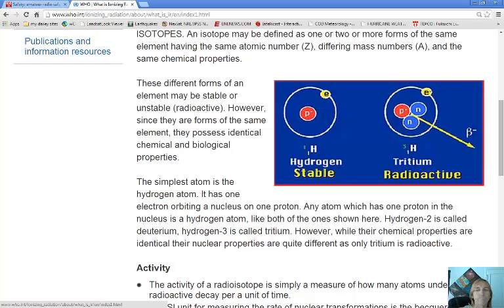Hydrogen, tritium. The simplest atom is the hydrogen atom. It has one electron orbiting a nucleus of one proton. Any atom which has one proton in the nucleus is a hydrogen atom. Hydrogen 2 is called deuterium. Hydrogen 3 is called tritium. However, while their chemical properties are identical, their nuclear properties are quite different, as only tritium is radioactive.